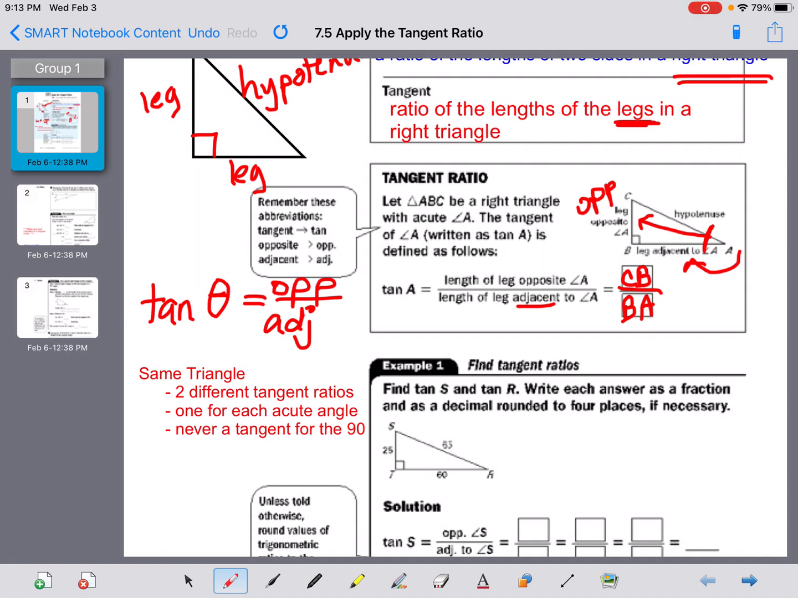Now, before we go to our actual example here, I really need you to get this margin note down, because sometimes we get confused when somebody's like, wait, that's not what I got. Well, you have to stop and think. In the same triangle, there are two different tangent ratios, okay, because there are two different acute angles. So each one of those angles will have its own tangent ratio. So as it says, there's one for each acute angle. And this is so, so very important, okay? You can never have a tangent for the 90-degree angle. We never go to the 90-degree angle. The only thing we go to is those other two acute angles. We do not use the 90-degree angle, okay?